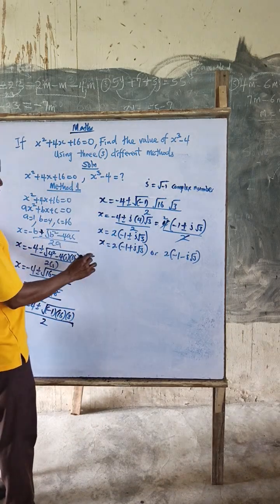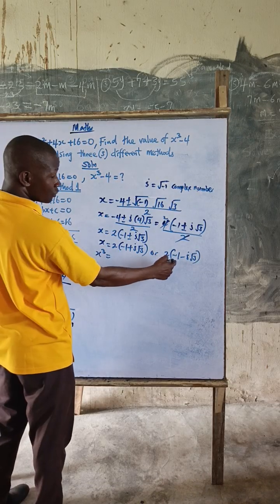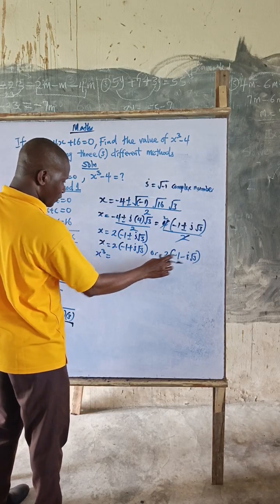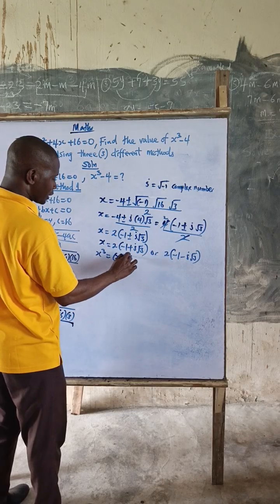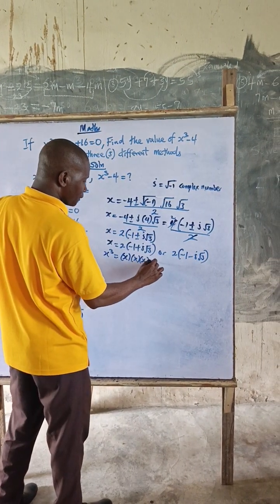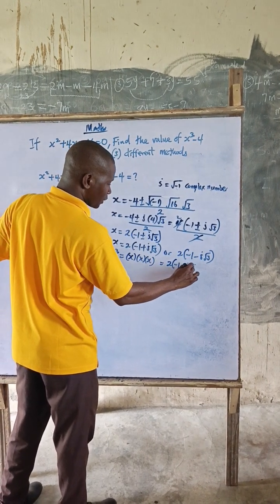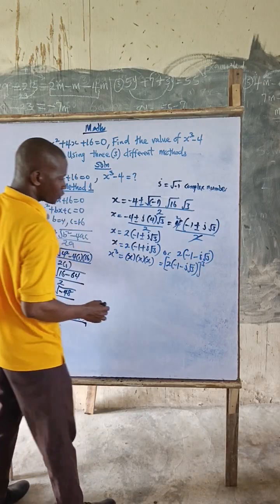Then by substituting, we have x cubed. X cubed equals to, we are going to use this one. So we are substituting the value of x. This value of x, that is, we have x times x times x. We are going to multiply it in 3 places. So we have 2 open bracket minus 1 minus i root of 3 raised to power of 3. We are going to raise to the power of 3.